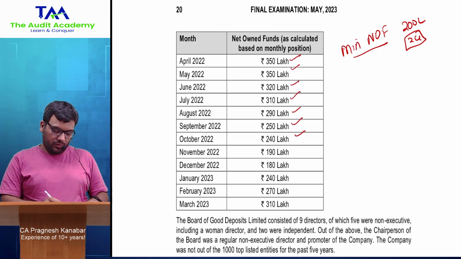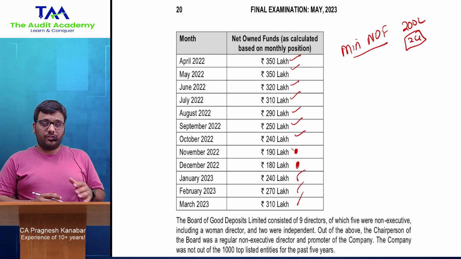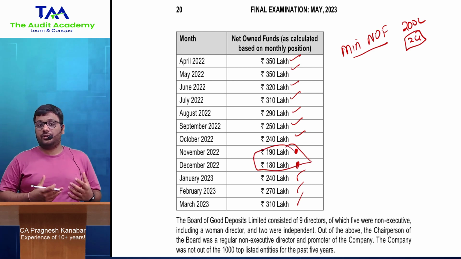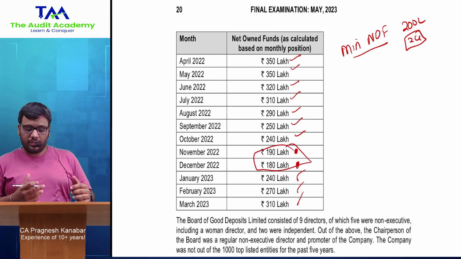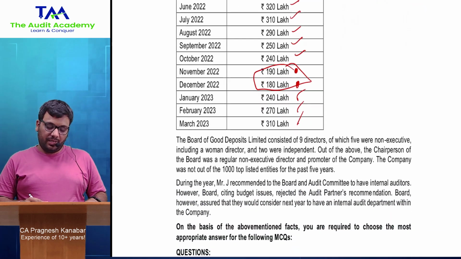Oh no, here there is a problem. Then here there is a problem. This is okay, this is okay, this is okay. All right, so there are 2 months when the net owned fund position was not maintained properly. This is not good because net owned fund position should be maintained throughout.